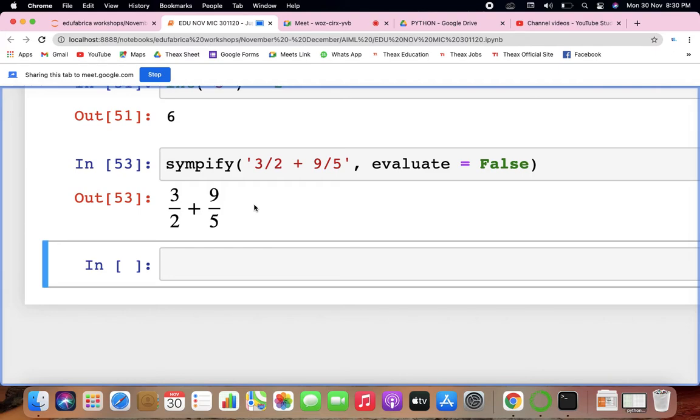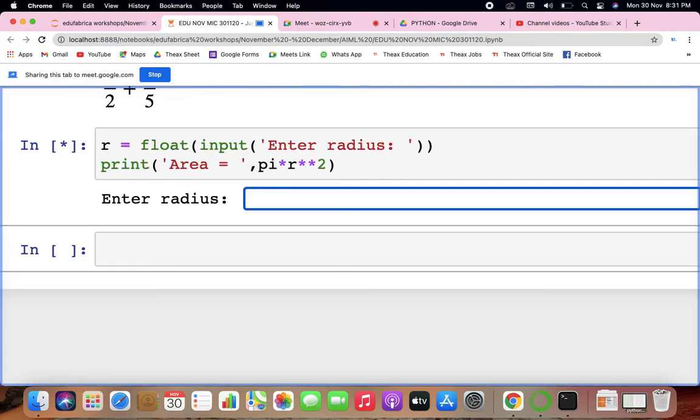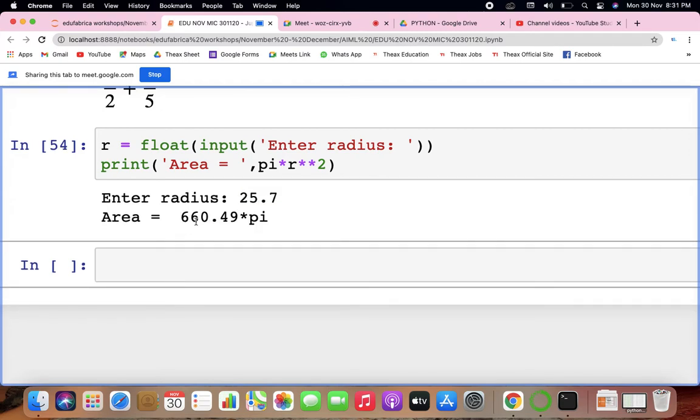Now, if we want to calculate the area of a circle from a radius, we use input, very quick. So let's say float, r will be input, and we say input, enter the radius. All right, so this is the radius and you would be printing the area. The area will be equal to pi r square, that is, pi multiplied by r square. That's it. So we'll run this and let's say radius equals 25.7. So the area would be 2049.5. Or you can just print this, right?